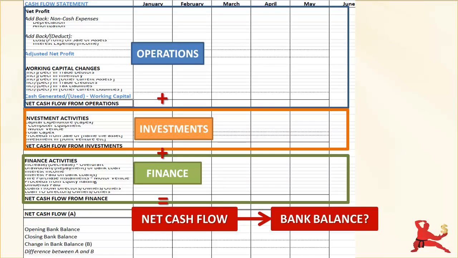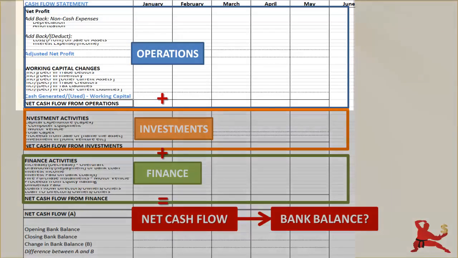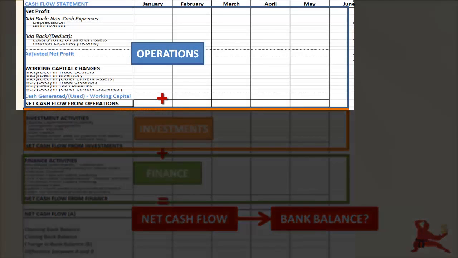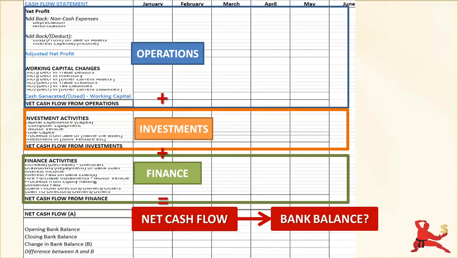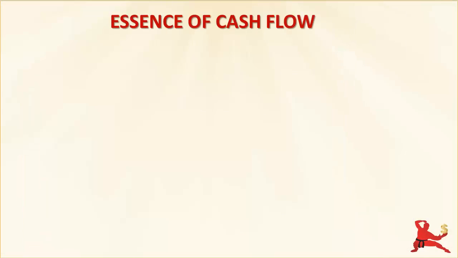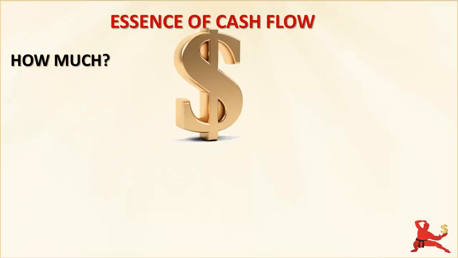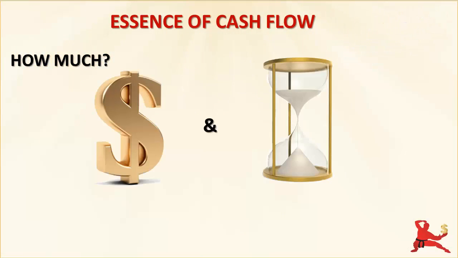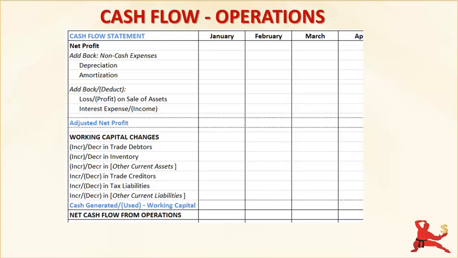Here's a cash flow statement set out on a spreadsheet. The top section of the cash flow statement shows you how much cash your day-to-day business activities generate or use up. Cash flow is made up of two ingredients: how much money is coming in or going out, and the timing of the ins and outs. The cash flow statement shows you these two ingredients separately.